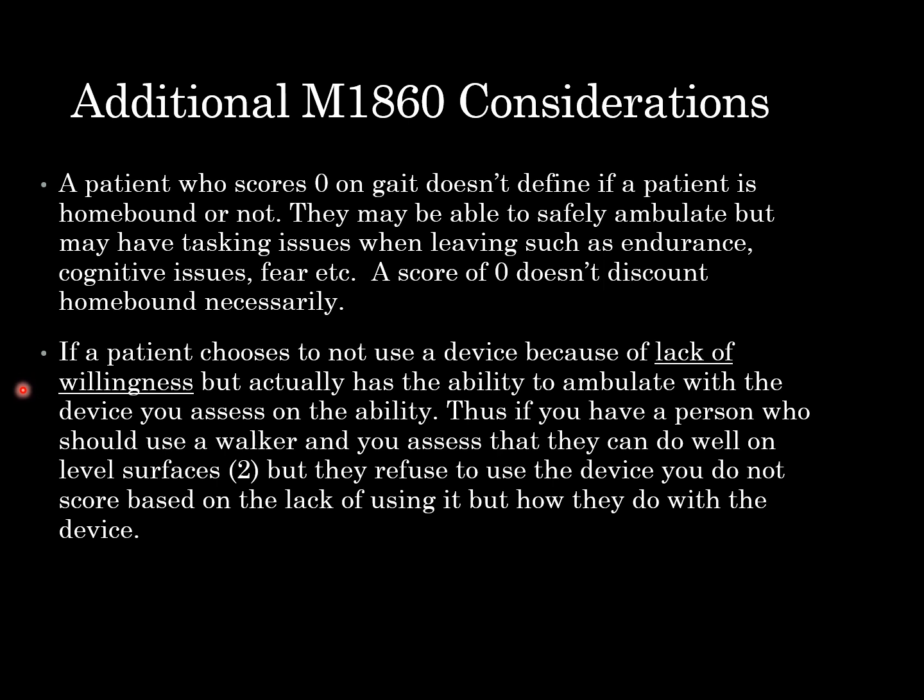But what if someone chooses not to use a device? I mean, they're unwilling. Is that a factor? The questions are only asking about their ability. So if they can use the walker but choose not to, you assess the ability to use the walker and score in that regard versus refusing. That's in difference to somebody who's terribly afraid or scared of doing something that's different. They're not willing. They have a real emotional issue that causes their inability. So again, be careful to make sure you're assessing ability, not lack of willingness.